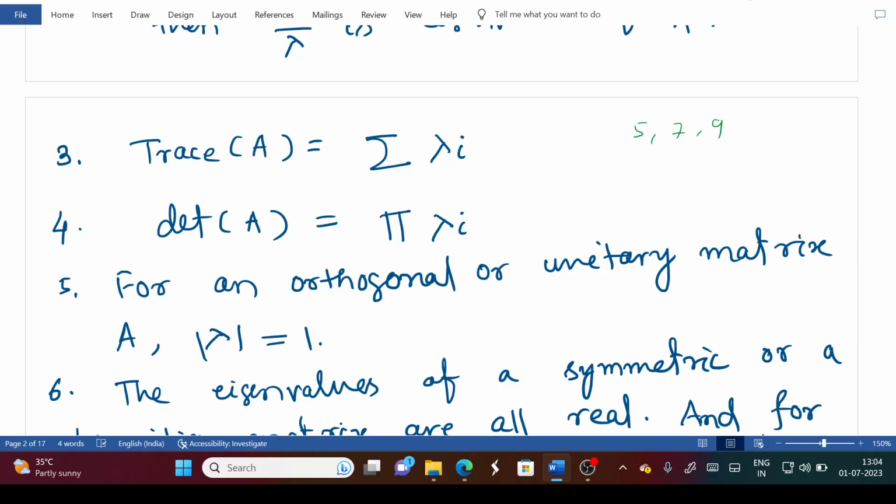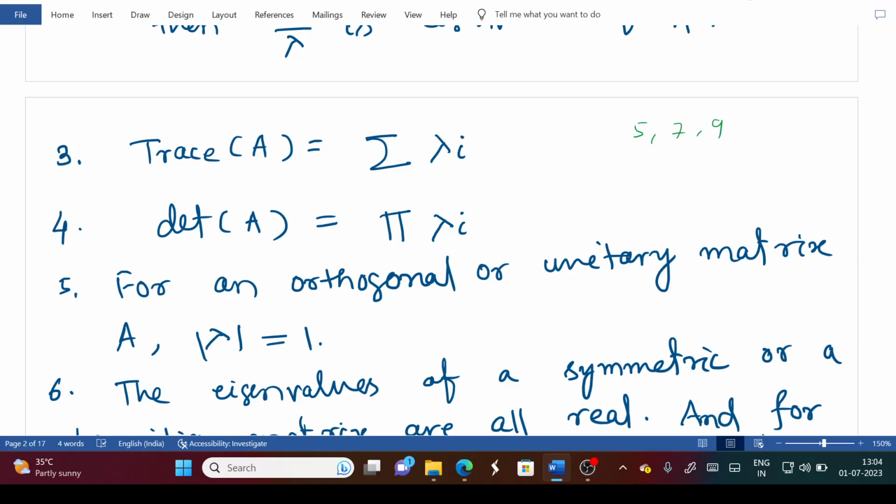And for an orthogonal or unitary matrix A, mod of lambda is always 1. That means its absolute value should be 1. If the absolute value of an eigenvalue of a given matrix is not 1, that means that matrix cannot be orthogonal.